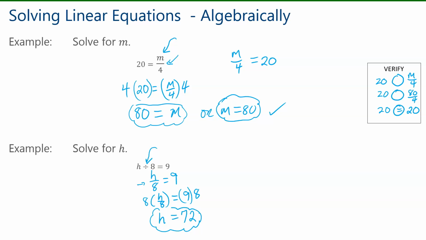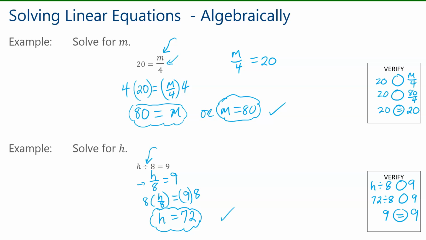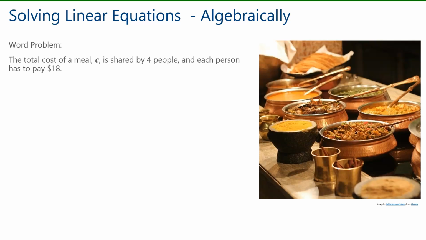H equals 72. Quick verification, and I'll go back to the form that we were given. In place of the h, I substitute the 72, and 72 divided by 8 is 9. 9 equals 9, h equals 72, good. And let's conclude this lesson with a word problem.